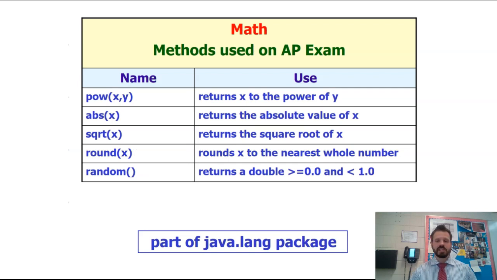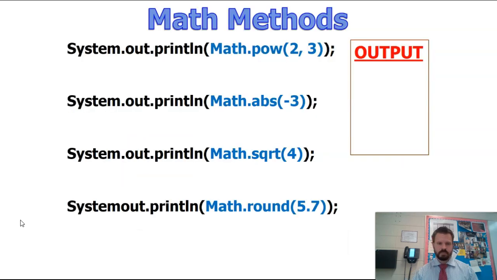Now, the whole Math class contains a ton of different methods for doing different math operations. Now, these are the ones you're going to need to know for the actual AP exam. How to find powers, absolute values, square roots, round, and find random numbers. Let's take a look at each of those here.